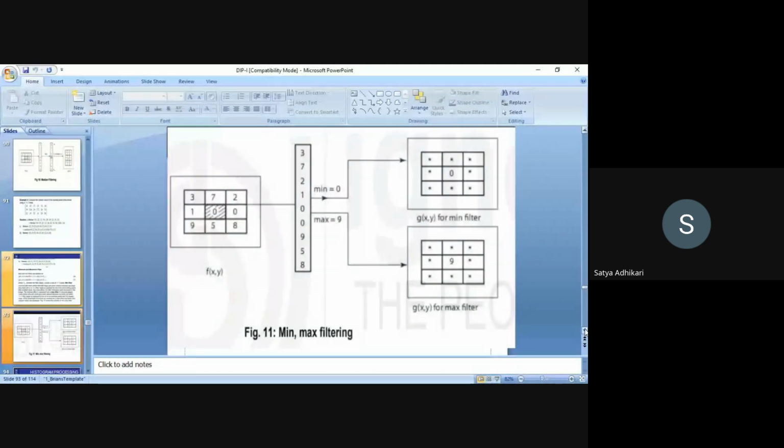You see, it is the same example which was given in the median filter. Please recall, in the median filter 0 was replaced by 3 because 3 is the median value. But in the minimum filter, as 0 is the minimum, 0 will be replaced by itself, 0. But in the max filter, the 0 will be replaced by 9. You see, there are two outputs g(x,y), one for the min filter, another for the max filter.